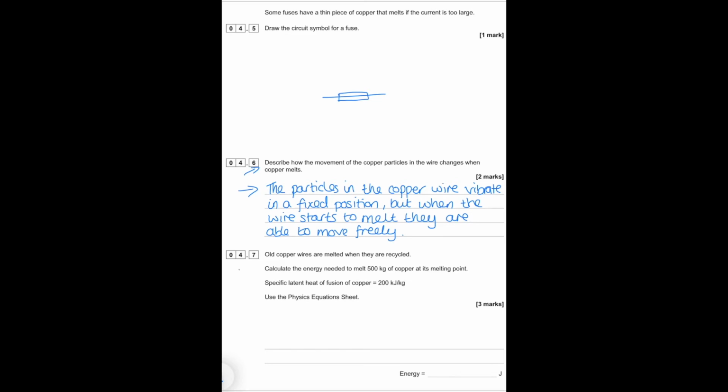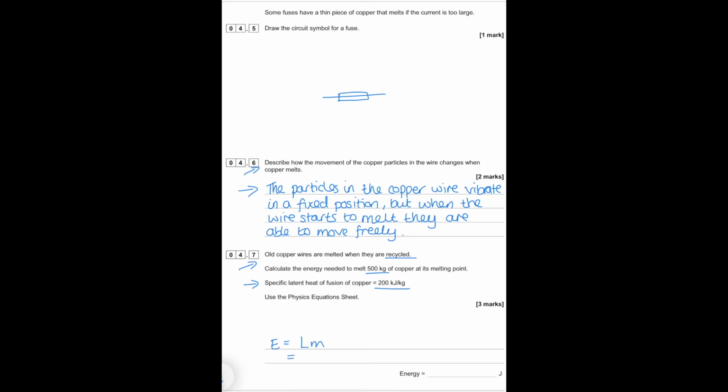Now for the next question, old copper wires are melted when they are recycled. Calculate the energy needed to melt 500 kilograms of copper at its melting point. Specific latent heat of copper is 200 kilojoules per kilogram, and you have the equation to use on the handout that you have in the test. So have a look at that, and you will see to work out the energy is going to be the latent heat multiplied by the mass.